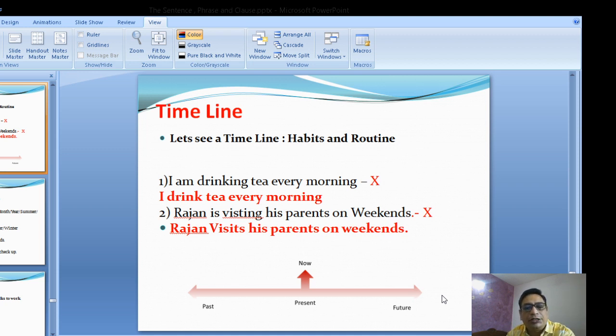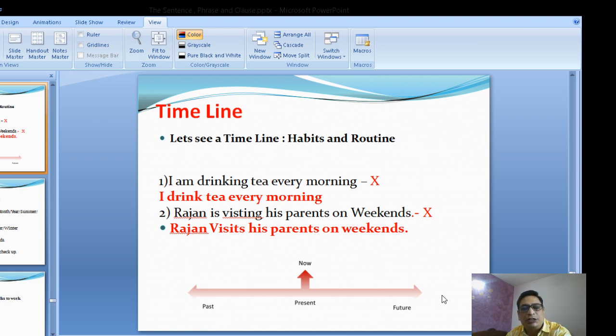I am drinking tea every morning. Is this a correct sentence? You can see it has been marked wrong. Why? Because it's a habit. So whenever it's a habit, you do not denote it with a present continuous tense. So you never say I am drinking tea every morning. If you're saying that, again, it's wrong.